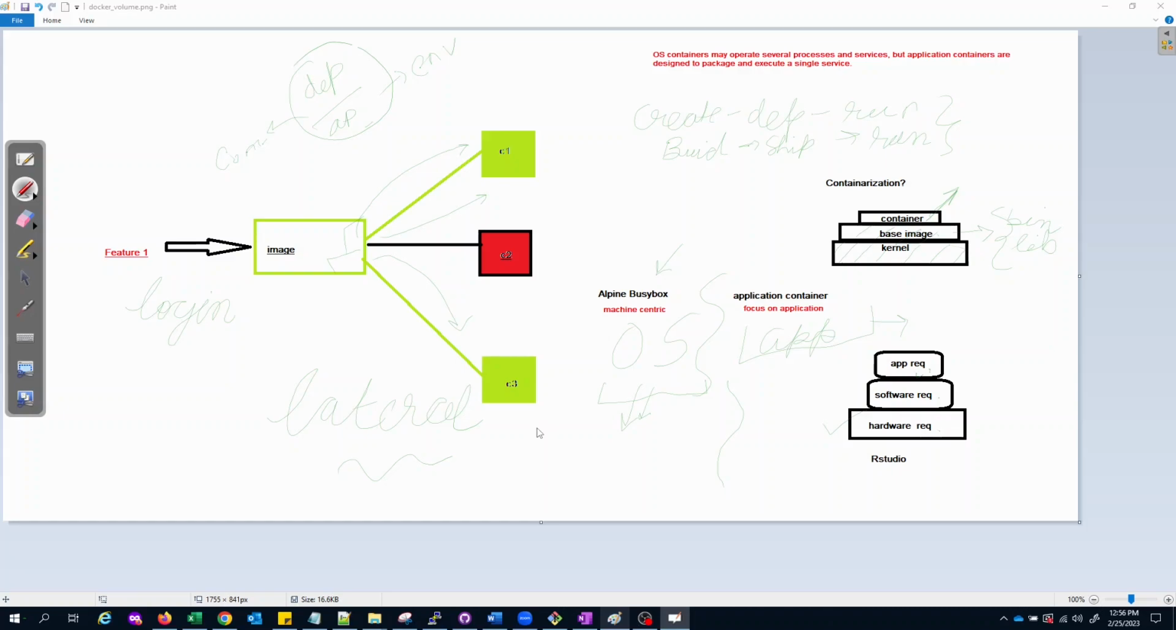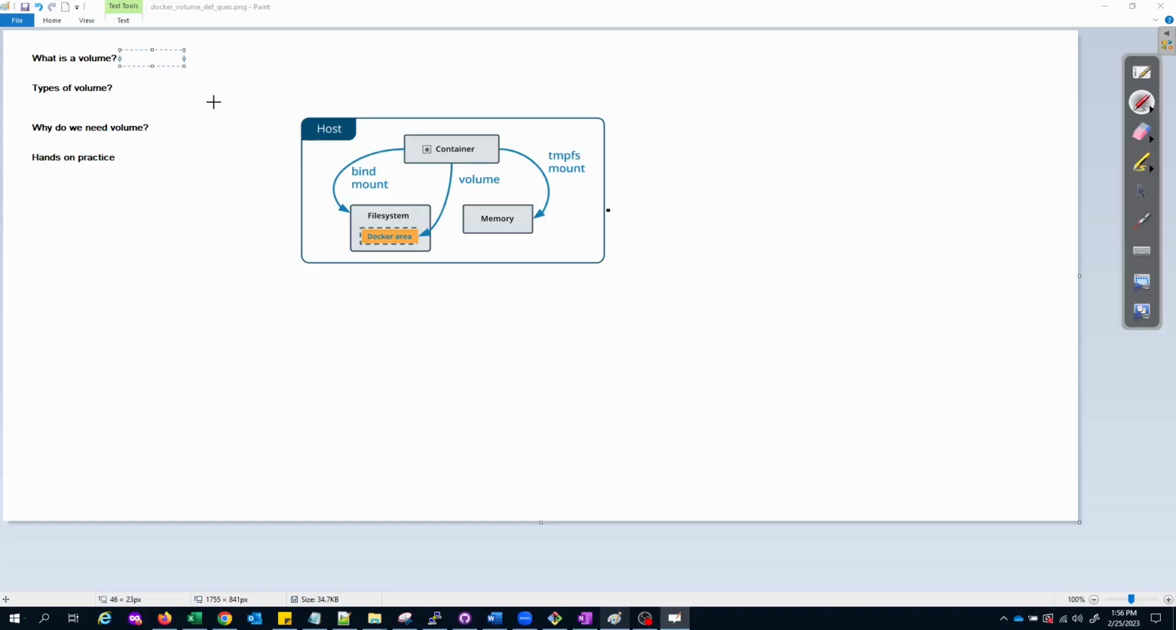and in a very efficient manner. So what is a volume? Volumes are basically the preferred mechanism for persisting data generated and used by the Docker container.